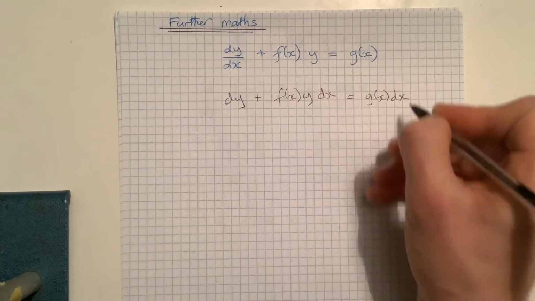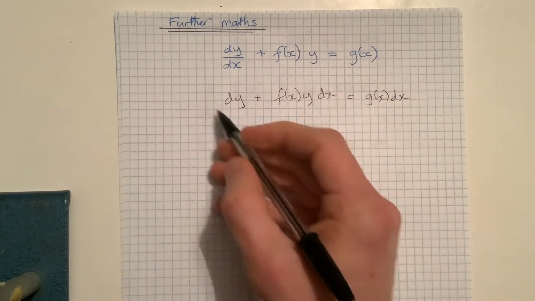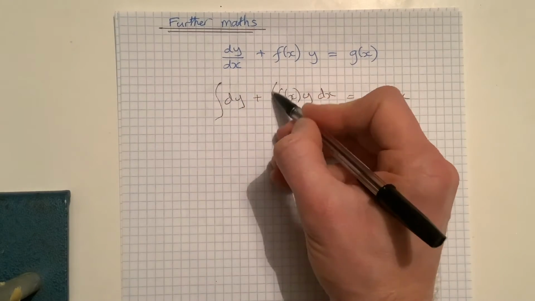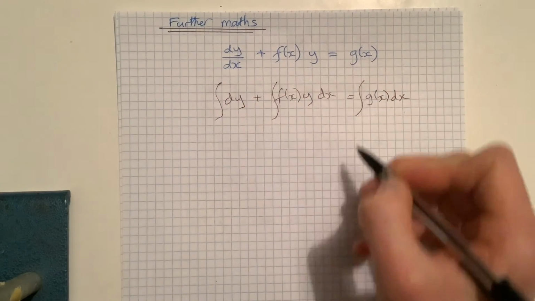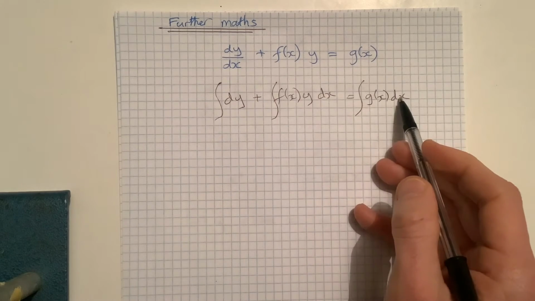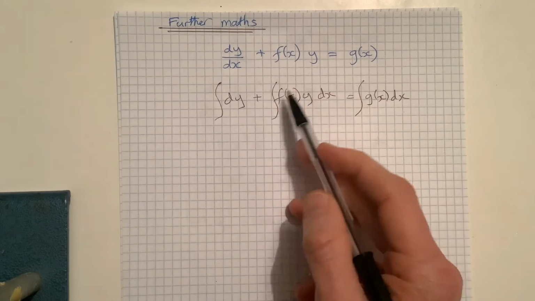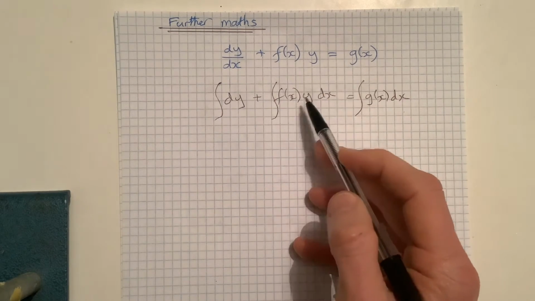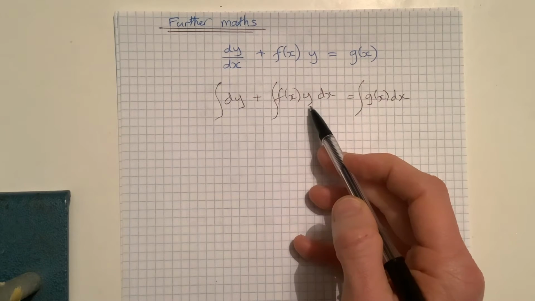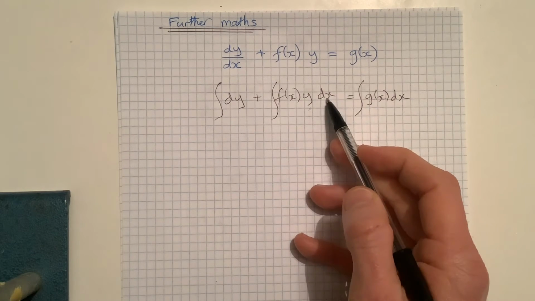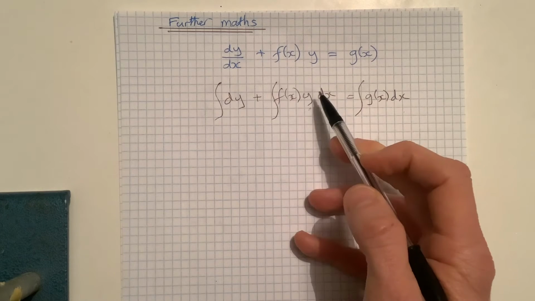And then you might think, okay, well, let's try and integrate through now like we did before. This bit and this bit would integrate easily. This bit here, however, that y, we can't integrate that y with respect to x. So there's a big problem here.